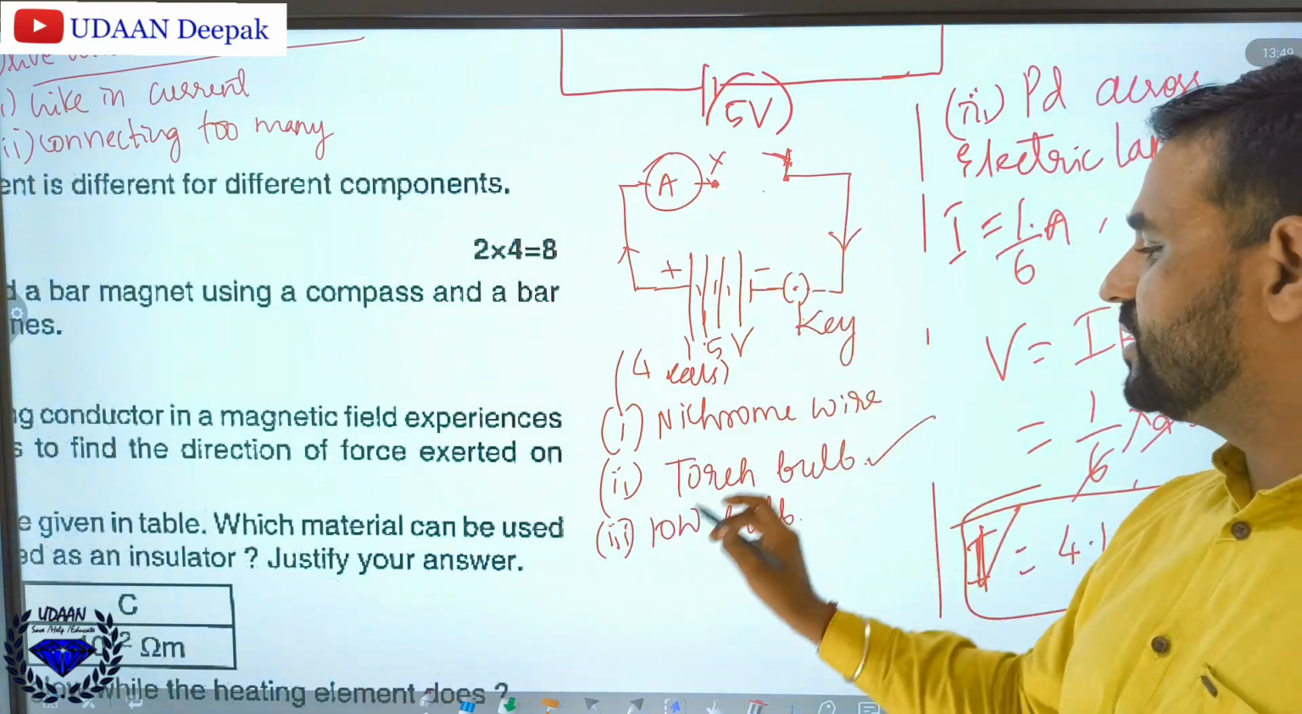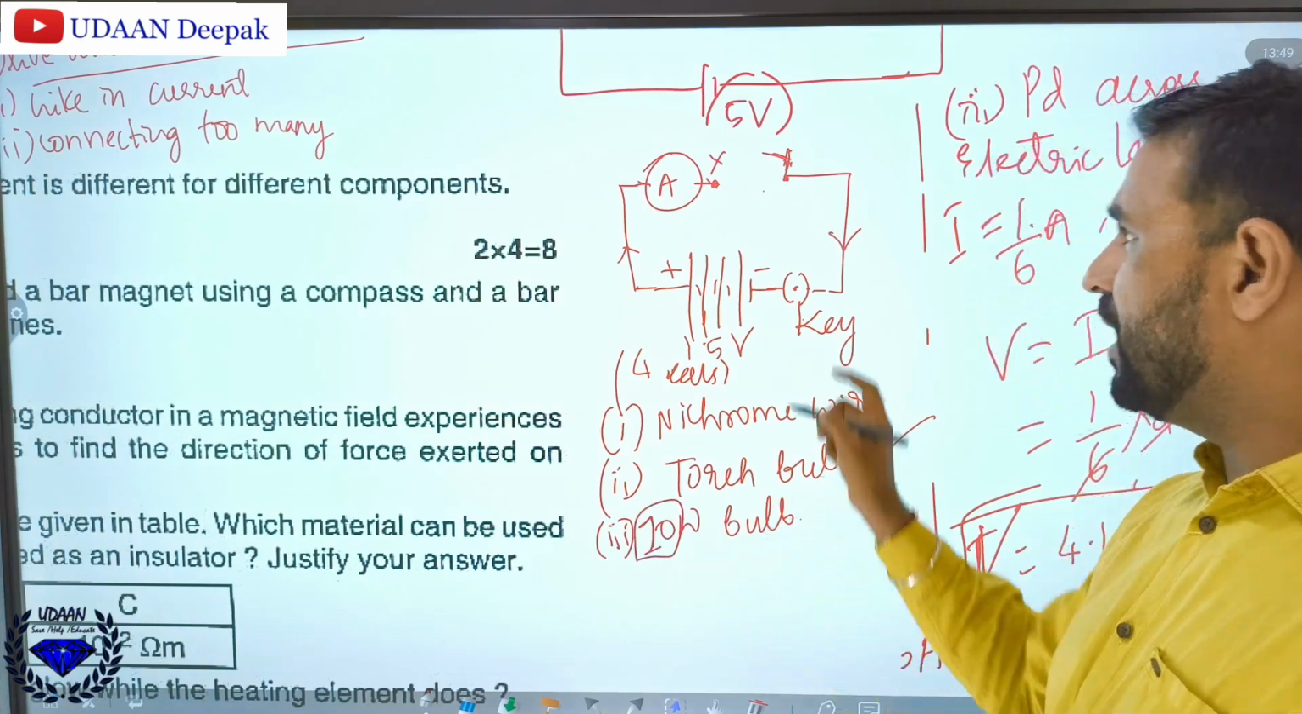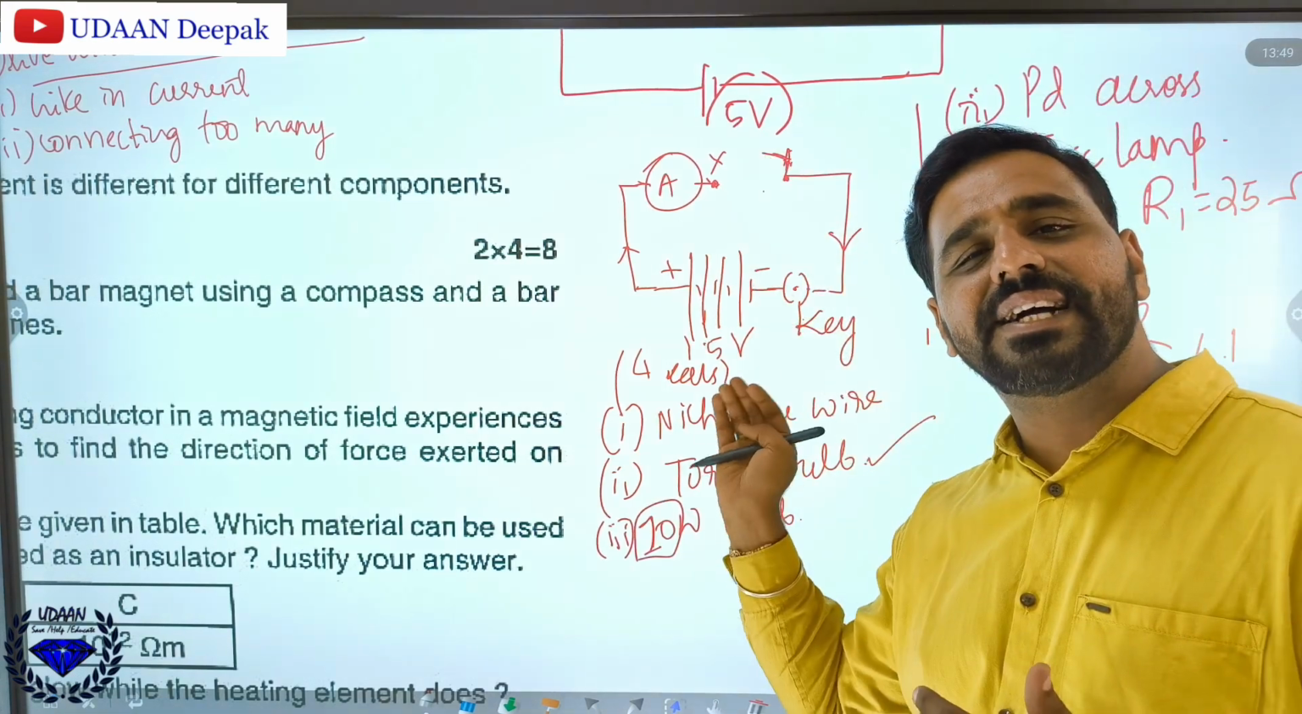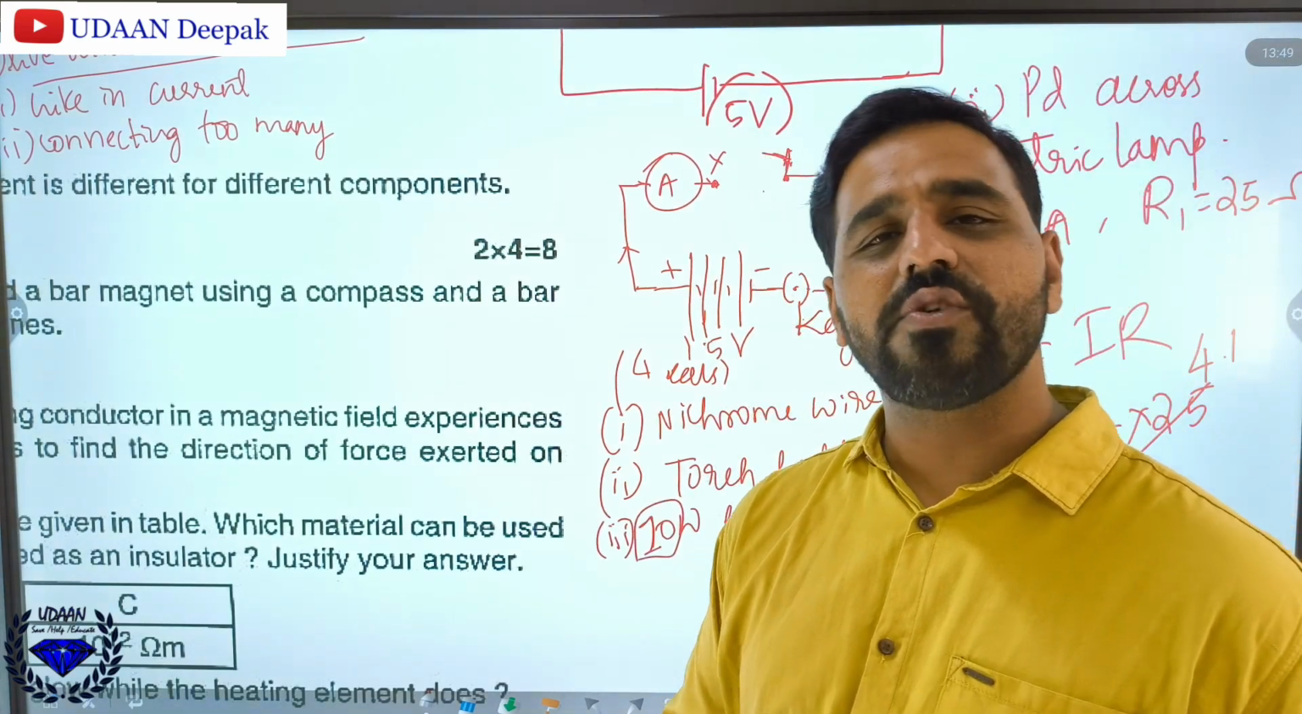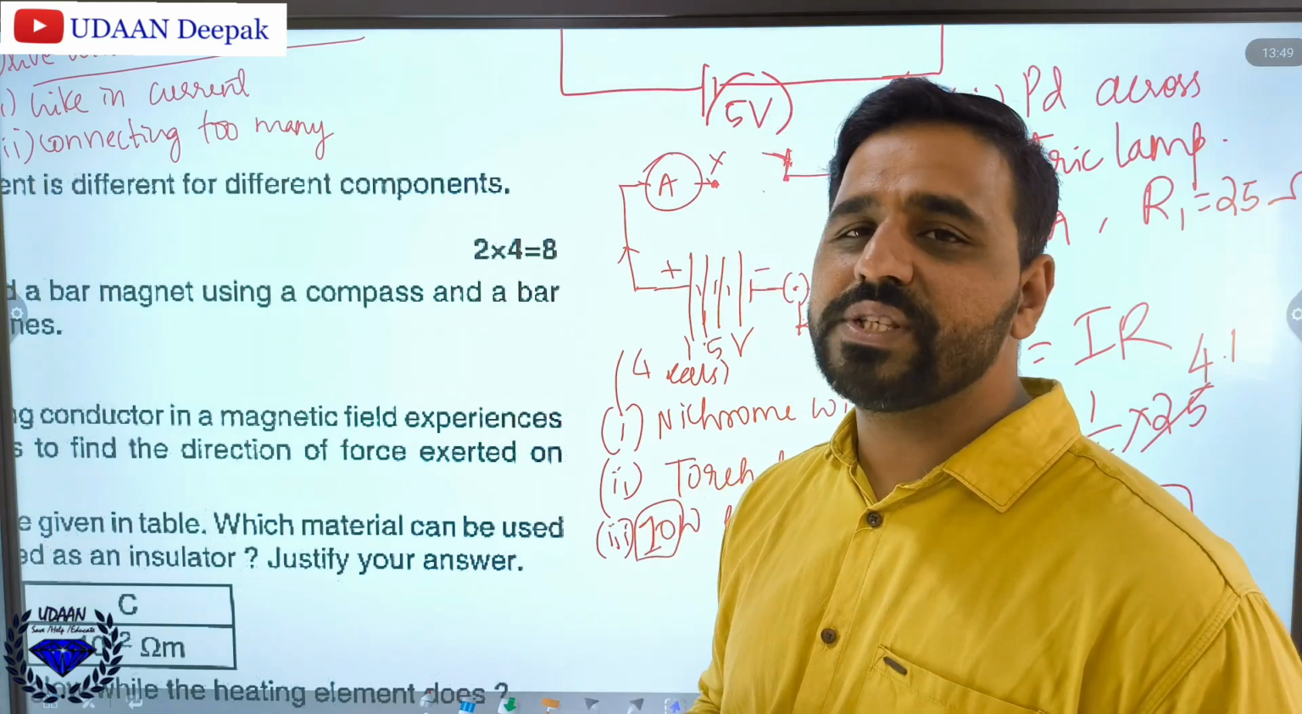Then put the 10 watt bulb here. You find that the current is different in the three cases. This is how you should determine. The conclusion, what should you write?